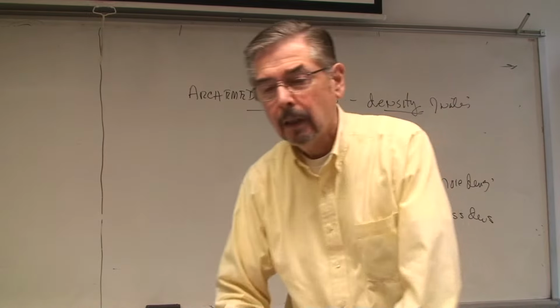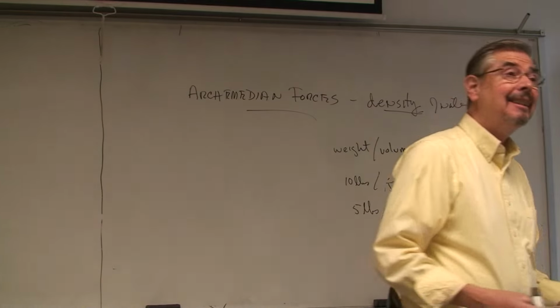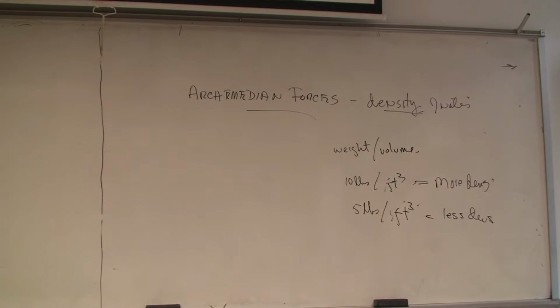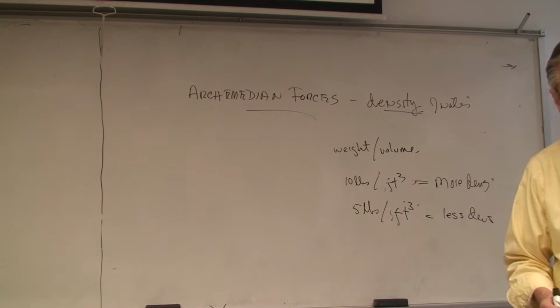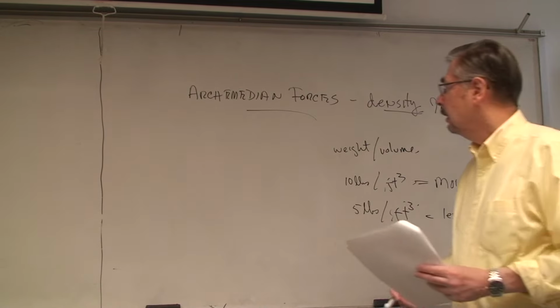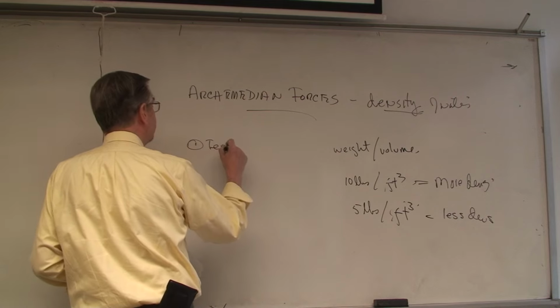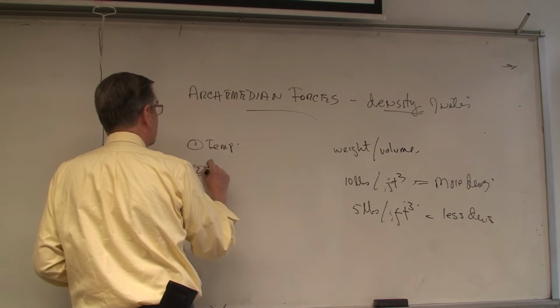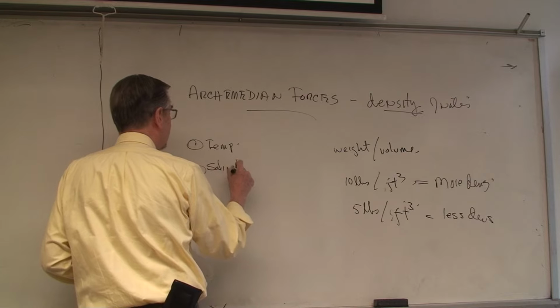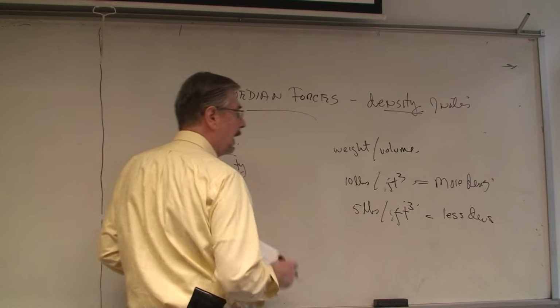All right, so water has different densities. That may seem surprising to you. But let's consider what might change the density of water. The density of water depends on two things: its temperature and its salinity. Temperature and salinity.